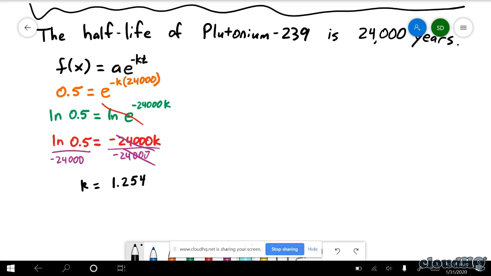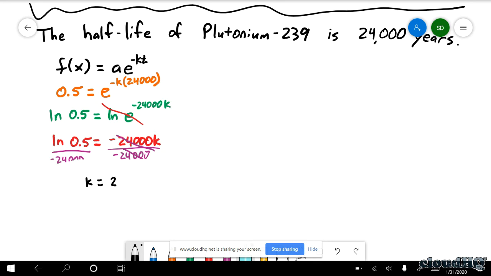1.254. Let's see. Did I do something wrong? This is not the same answer I had before. The book. Where did I make a mistake? No. Oh, I did log. I didn't do ln. That's why. Okay, let's try that again.